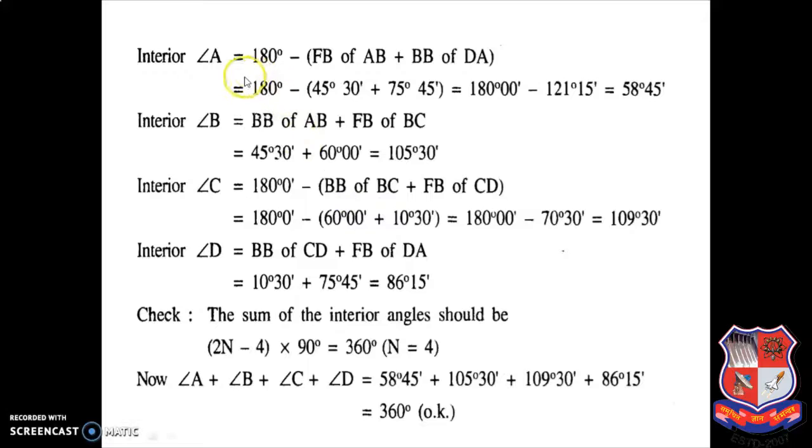So same as mentioned here, 180 minus forebearing of AB plus back bearing of DA. 180 minus 45 degree 30 minute plus 75 degree 45 minute. You take the summation of these two, 121 degree 15 minute, so the answer is 58 degree 45 minute. Clear? Don't remember that we have to always deduct forebearing from back bearing, or back bearing from forebearing. No, we have to see the figure, and accordingly we have to do the calculation.